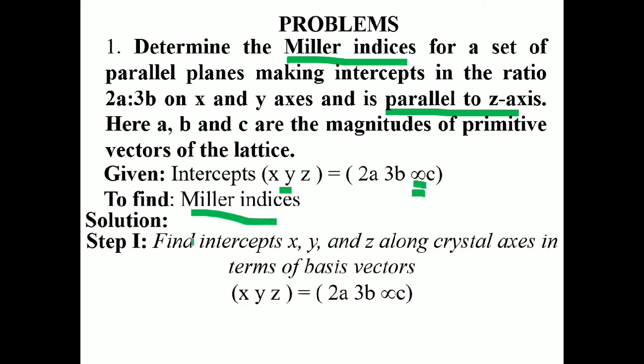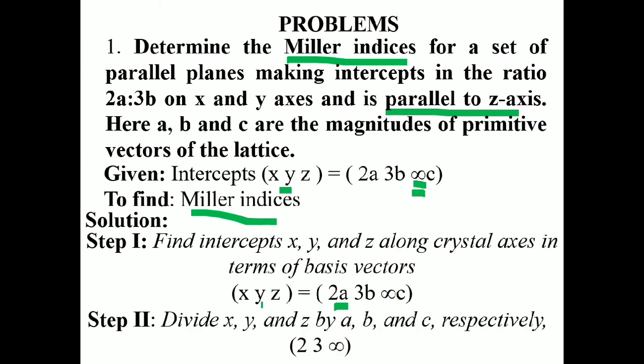And solution: we had learnt a few steps to determine the Miller indices. In the first step, we have to find the intercepts x, y, z in terms of the basis vectors. x is 2a, y is 3b, it is given, and z is infinity c. The second step is to divide these values by the primitive vectors, that means x intercept is divided by a, y intercept by b and z intercept by c. That is why you get 2, 3, infinity after dividing these values by their corresponding primitive vectors.